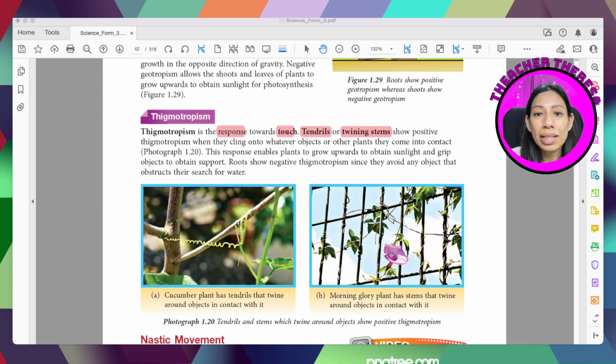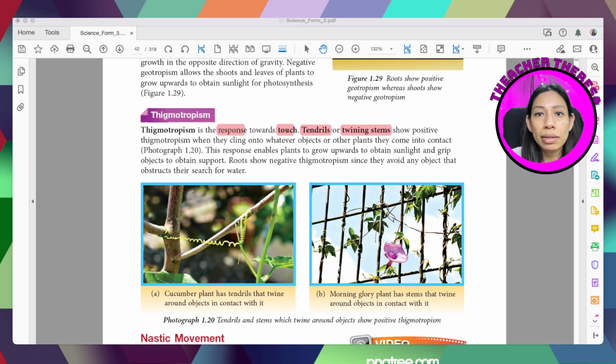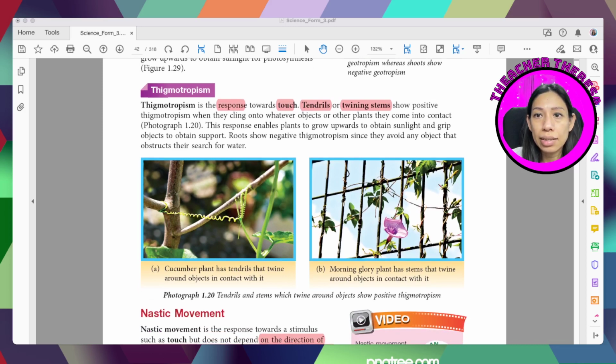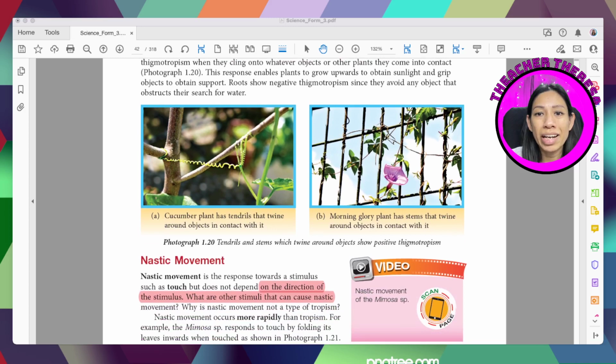Plants that have thigmotropism are soft stem plants like morning glory, strawberry, and cucumber. The part that grows towards this is called the tendrils or the twining stem. Twining because it's a spiral.